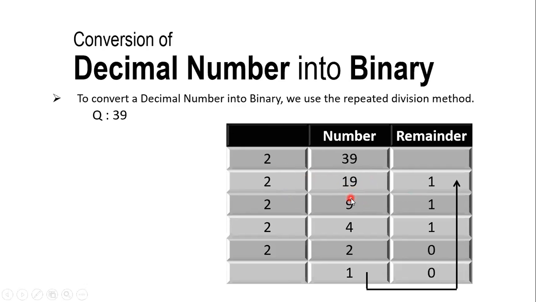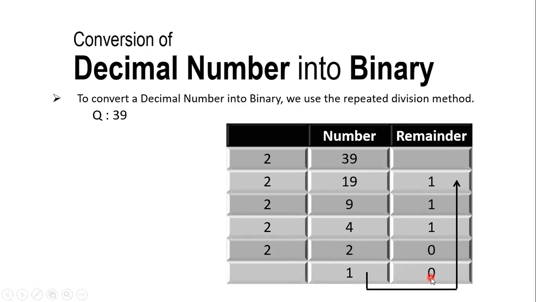After dividing 39 by 2, the next step is to take this number 19 and divide it by 2 again. The answer will be 9 and the remainder will be 1. Do the same step again. Take this 9 and divide it by 2. The answer will be 4 and the remainder will be 1. Divide this 4 by 2. We have the answer 2 and the remainder will be 0. Last step, 2 divided by 2 is 1.